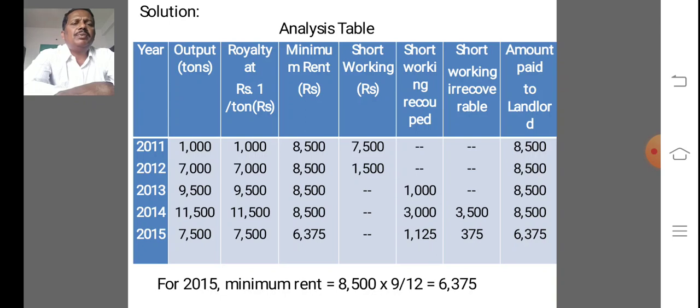So 6,375 is the minimum rent and 7,500 is the royalty. Royalty is more than minimum rent. The difference is stated as surplus, and surplus can be utilized for writing off or recovery of 1,500 short workings in the year 2012. We have only 1,125, but short workings are 1,500, out of which we are recovering only 1,125 and remaining 375 is transferred to short workings irrecoverable account. And finally, we pay 6,375 amount to landlord.